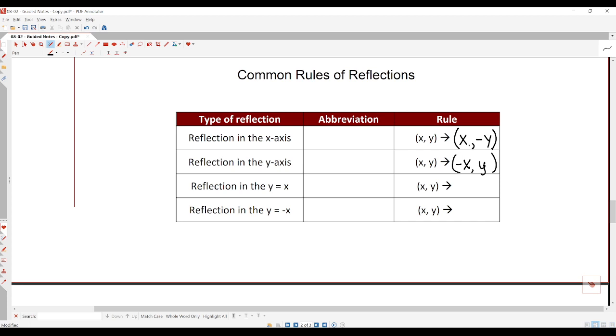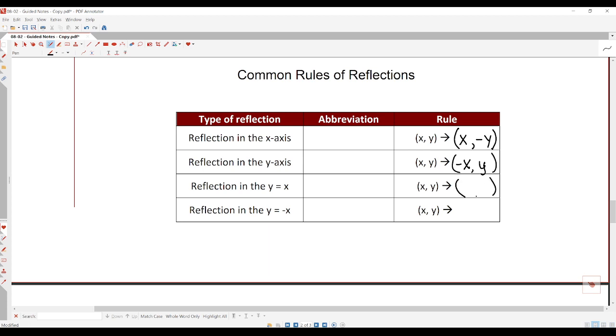Now, reflecting in the lines y equals x and y equals negative x can be challenging. I've done it before, I just think for today we'd better just jump right into the rule. But you can actually draw the line y equals x, pick a point, and see what happens. Here it is though, ready?